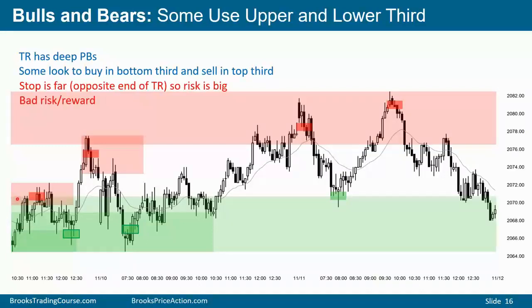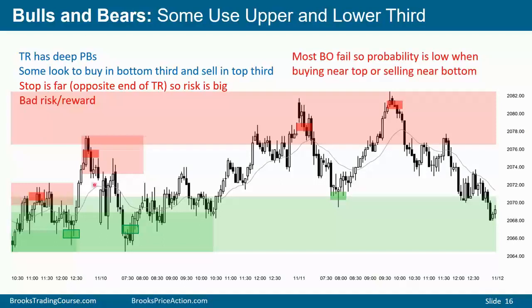In general, stops can be very far away because a lot of traders will use wide stops and scale in, and the result is the risk is big, so the risk-reward ratio is not all that good. You're taking quick profits, so the reward is not all that big. Because most breakouts fail, the probability is low when buying near the top and selling near the bottom. If you're buying up here betting on a breakout, you're probably going to lose. The probability is the breakout will fail. And the opposite's true, selling in the lower third, betting on a breakout and the conversion into a bear trend, a low probability bet.